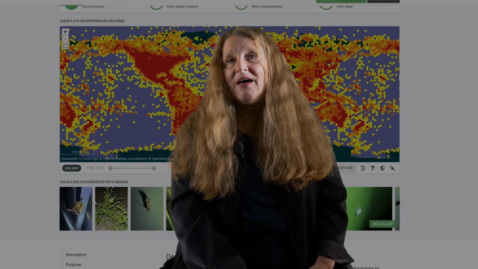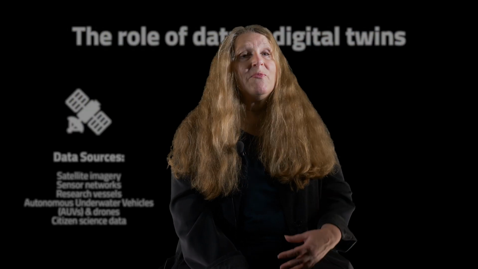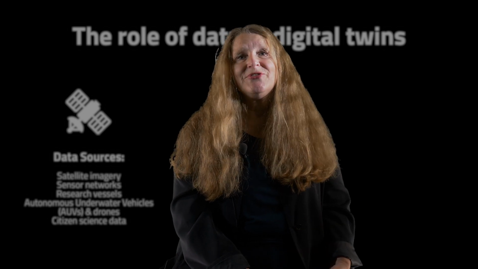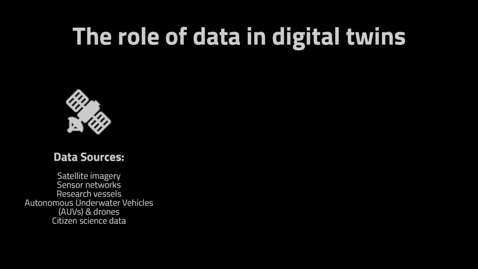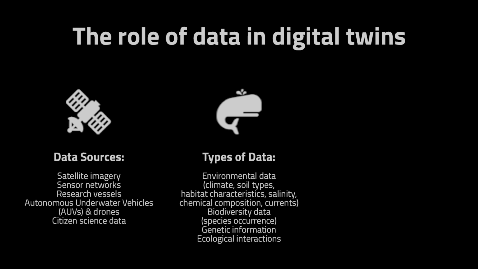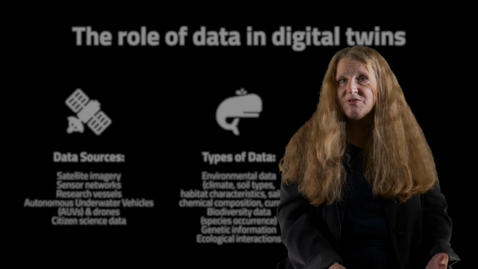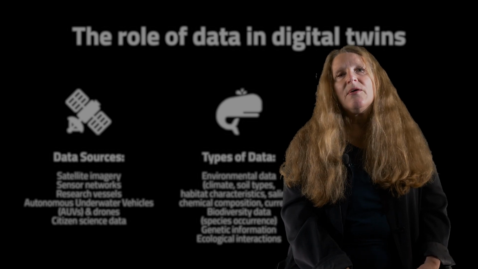But we also today have remote sensing, so satellites. We have various sensor networks. For instance, for marine biology, we have vessels, we have drones and automated vehicles that we can collect data with. And also citizen science data. What type of data are we collecting? Environmental data, biological data, also ecosystems and genetic data, and the interactions between them. This is the kind of data that we collect.